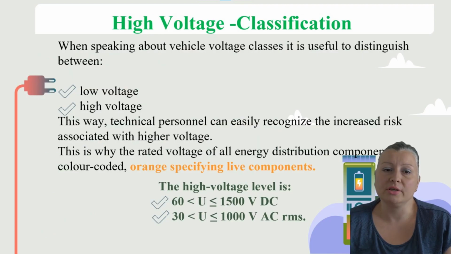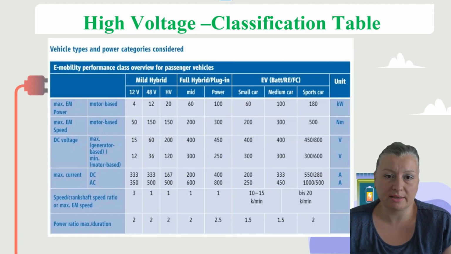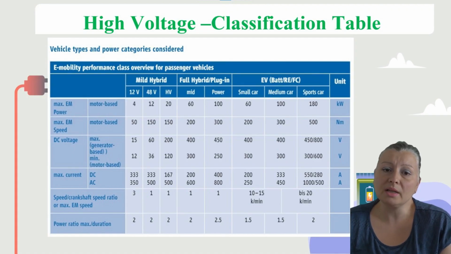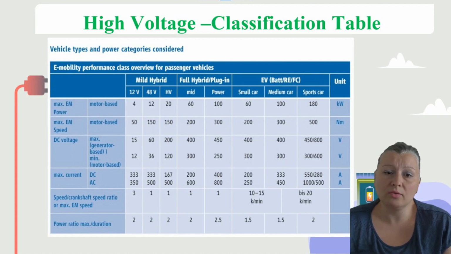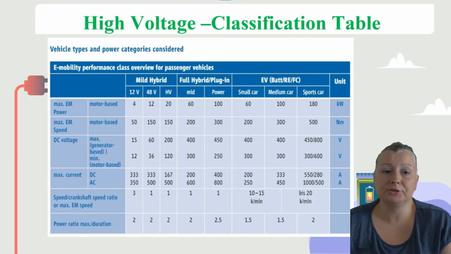High voltage classification. When speaking about vehicle voltage classes, it is useful to distinguish between low voltage and high voltage. Usually at low voltage, injuries are not very serious, but when handling components with high voltage, it is possible to have some risk. In this table, you can see some measures of high voltage, and you should be able to know it every time you start to repair or maintain an electric vehicle.